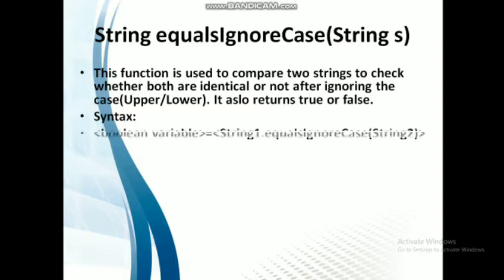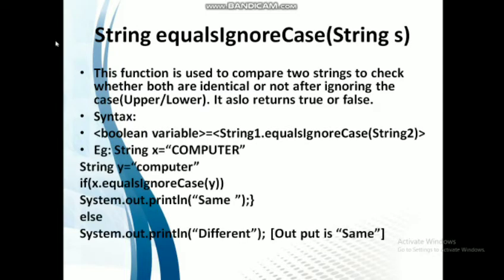So we'll see the syntax. Boolean variable = string1.equalsIgnoreCase(string2). Then we'll see the example. String x = "computer", which is in capital letter. String y = "computer" again, which is in small letter. So if x.equalsIgnoreCase(y), we are checking x and y are equal, ignoring the case. If it is true, then it prints same, else it prints different. Here since x and y are the same and only differ in cases, it returns same. So the output will be same.